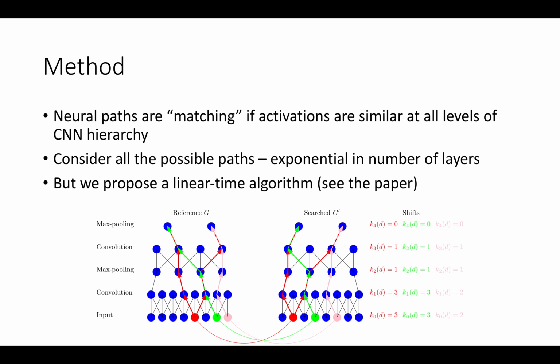Now assume we want to check if red nodes in the input layer match. For that, we consider all the paths which exit them, I denoted a few of them by red arrows, and we compare the corresponding activations on those paths. If they match, this supports a hypothesis that the red nodes match. In the paper, we propose a linear time algorithm to aggregate evidence over all such paths.